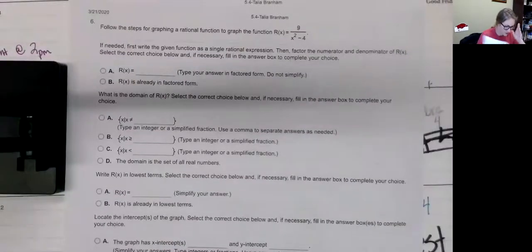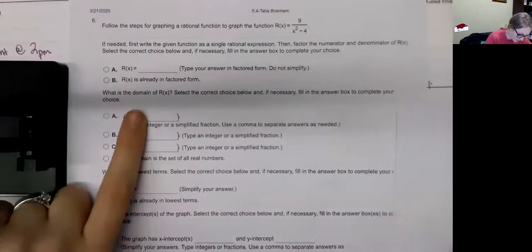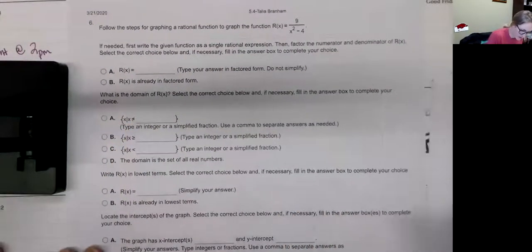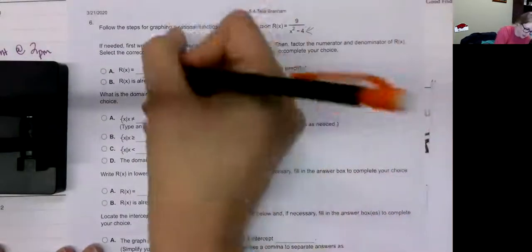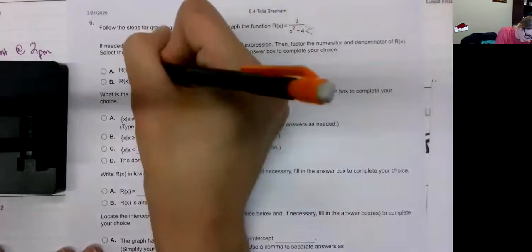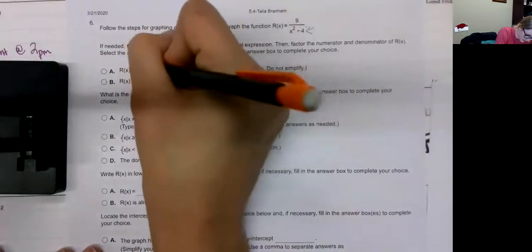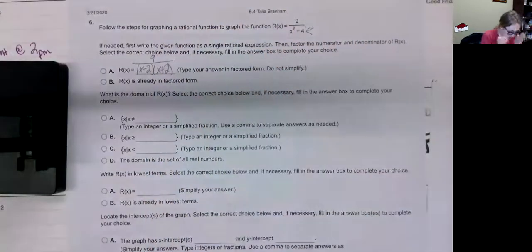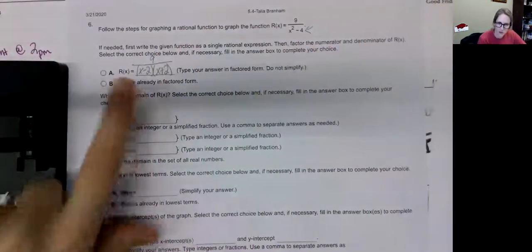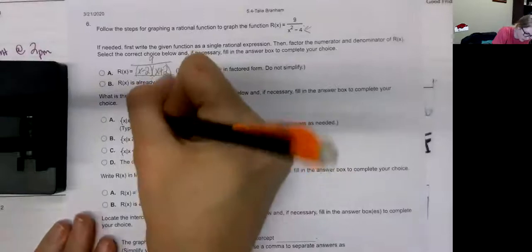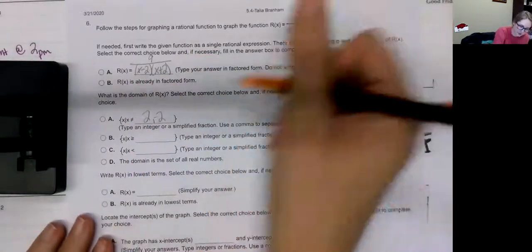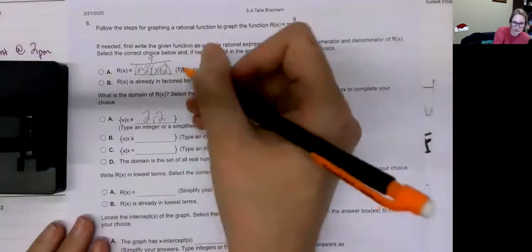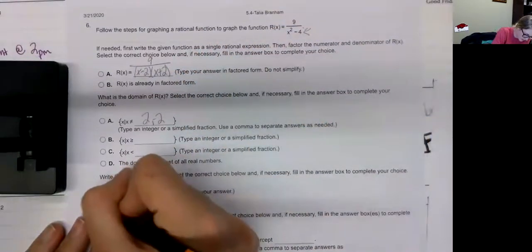So first thing I'm going to do, they want us to factor if possible. This is the difference of two squares that does factor. So I'd have 9 over x minus 2 times x plus 2. So my domain, the zeros of this would be 2 and -2. And then nothing cancels in this. So it's already in its lowest terms.